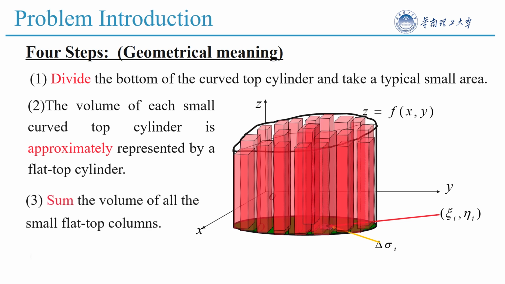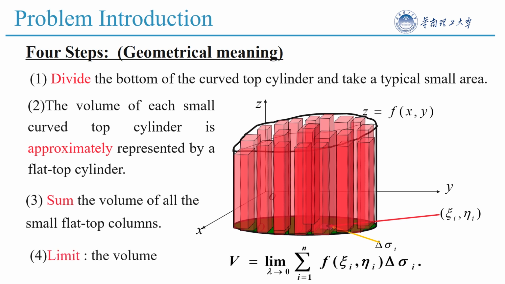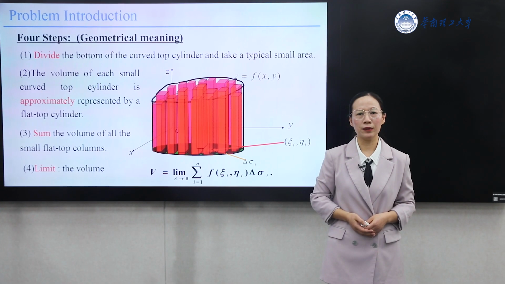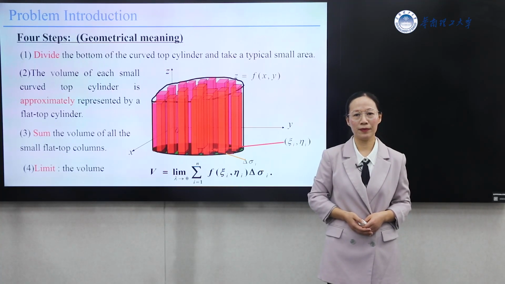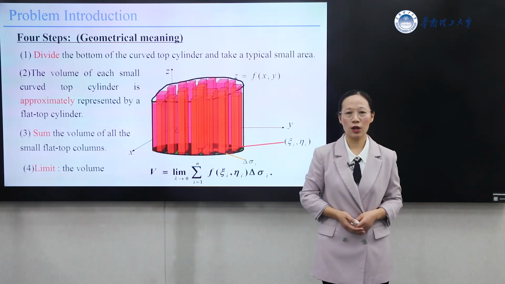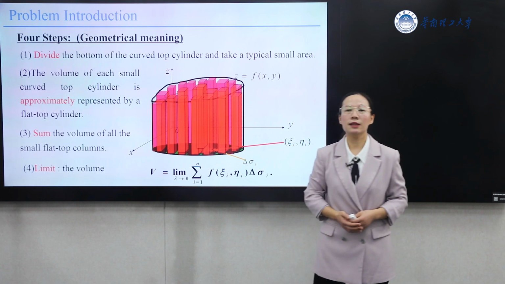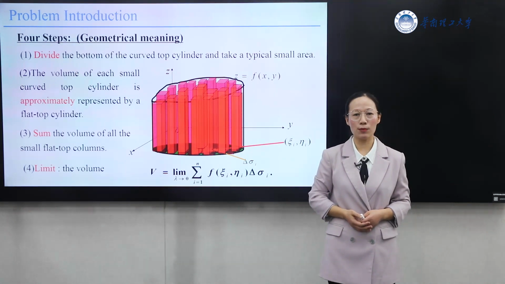Step 3. Sum the volume of all the small flat top columns to approximate the volume of the curved top cylinder. Step 4. When the largest value of all the small areas delta sigma i, i from 1 to n, tends to 0, the limit of the sum is equal to the volume of the curved top cylinder. Pay attention to the fact that lambda means the largest value of all the small areas delta sigma i from 1 to n.